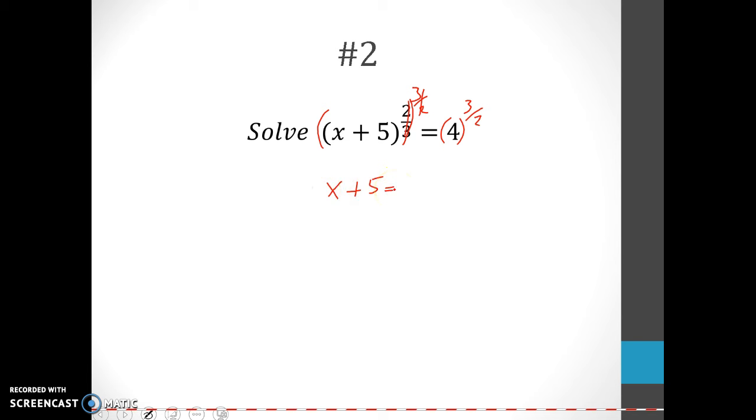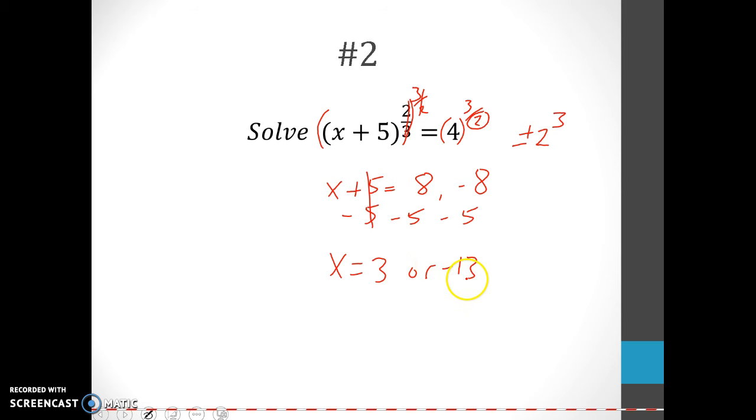now here's where we have to be careful, because the index is even. If I take the square root of 4, that's going to be plus or minus 2. And then if I cube that, positive 2 cubed is 8, and negative 2 cubed is negative 8. So I'm going to have two different answers here. x plus 5 is equal to 8, or x plus 5 is equal to negative 8. And if I subtract 5 from both sides, I will have that x is either equal to 8 minus 5, which is 3, or negative 8 minus 5, which is negative 13.